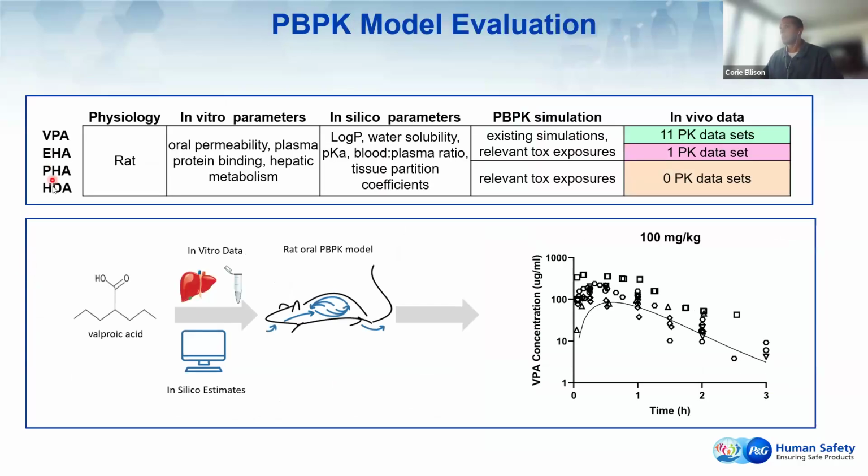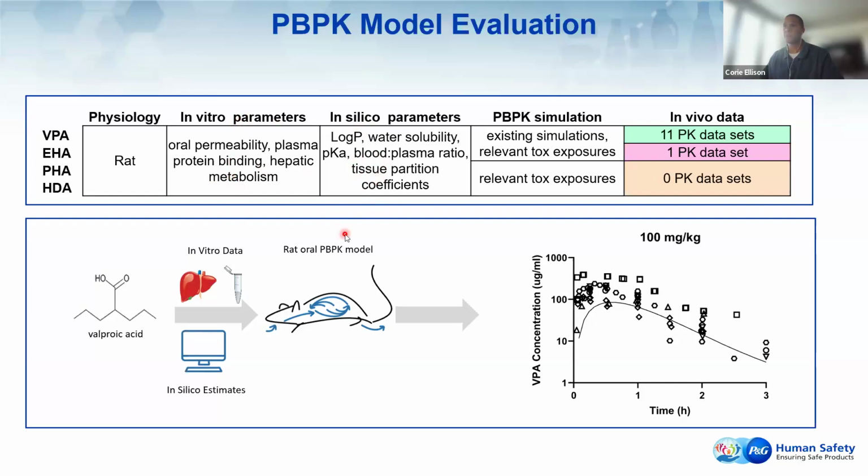So for each chemical, we use the physiology of a rat, and we were modeling an oral exposure route. And the chemical-specific parameters related to oral permeability, plasma protein binding, and hepatic metabolism came from in vitro data that I showed a couple slides ago. And then we also had some in silico estimates for log P, water solubility, pKa, and partition coefficients.